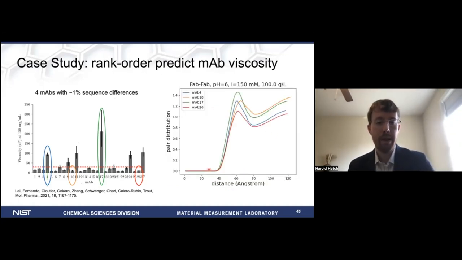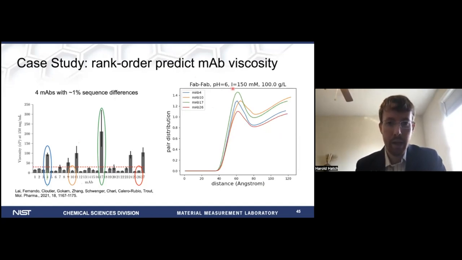If we look at the Fab-Fab interactions, this is at 100 grams per liter. We see, again, the interactions between the Fabs are highest for the green, mAb 17, which had the highest viscosity, but the red was low. But there's this interesting case here. What happened to mAb 4 and 10? So 10 had a low viscosity and 4 had a high viscosity, but their Fab interactions seem to be about the same. So what's going on here?